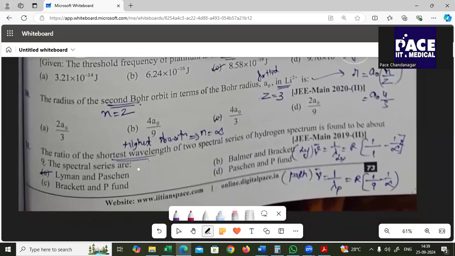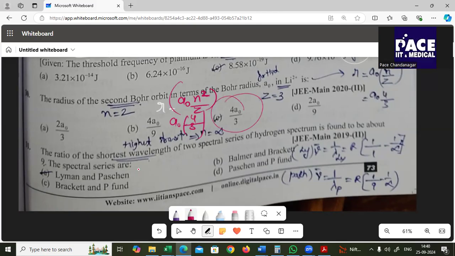A naught in lithium is asked. So the lithium radius is nothing but A naught times n square by Z. In which orbit is that? The second orbit, then definitely n is equal to 2. So A naught times 4 by Z, and the value of Z for lithium is 3. So 4 A naught by 3 becomes your answer there, option C.